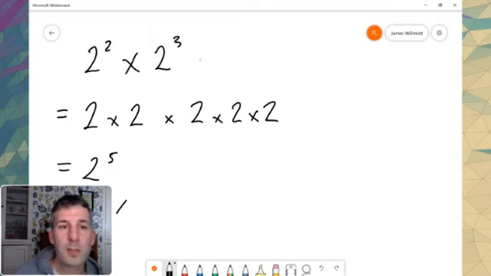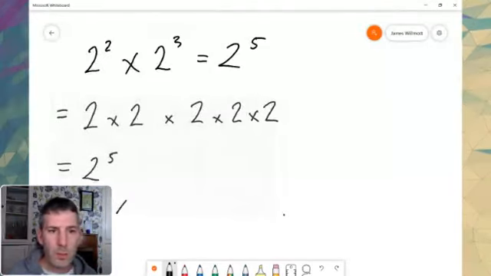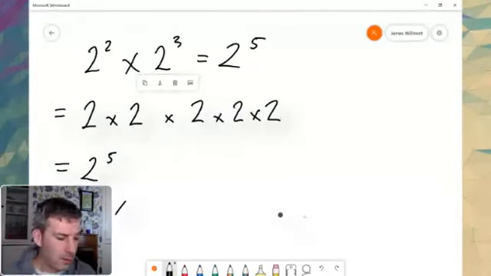Okay, so 2 squared, or 2 to the power of 2, times 2 to the power of 3 is just 2 to the power of 5. Now I wonder if I can do that? Ooh, that's clever, isn't it? Right, so I'll leave that first bit there.